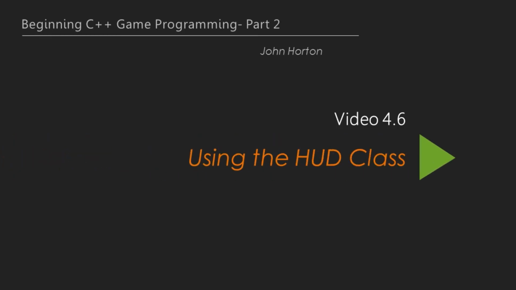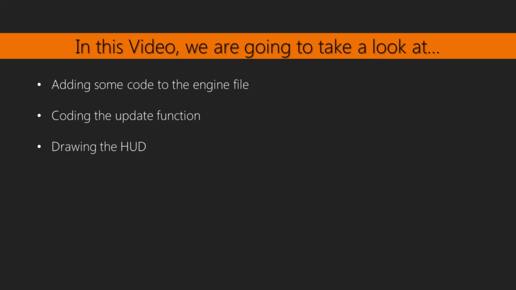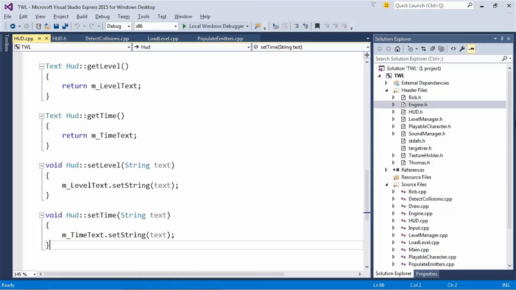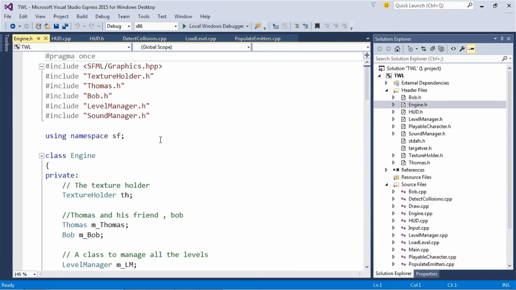Hi! This is the last video of this section, using the HUD class. In the previous video, we looked at coding the HUD.h and HUD.cpp file. In this video, we will add some code to the engine file and the update function, and we'll draw the HUD. To start off, open the engine.h file from the Solution Explorer window. We'll add some code to it.